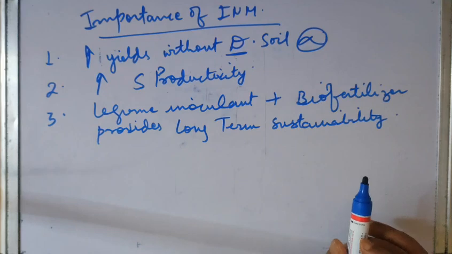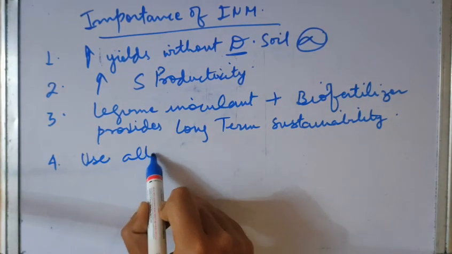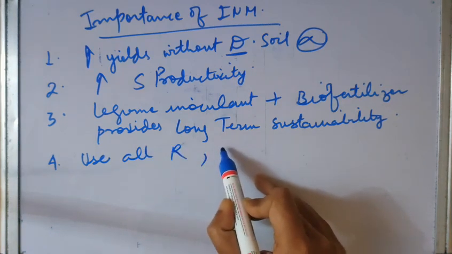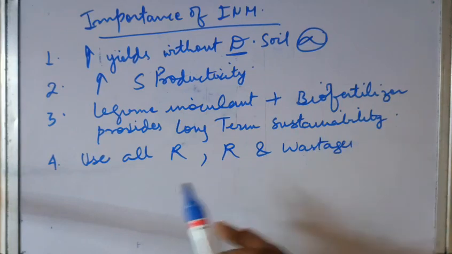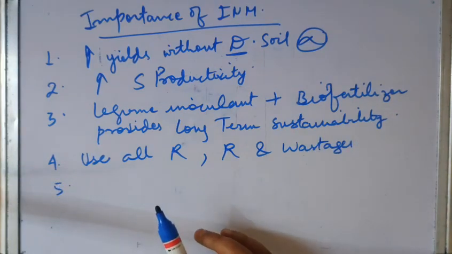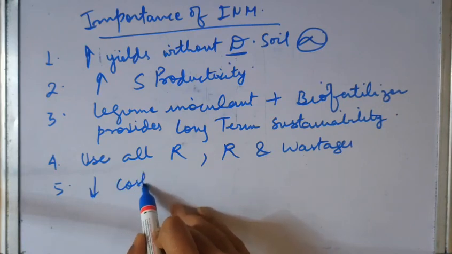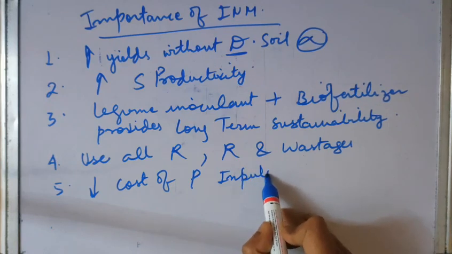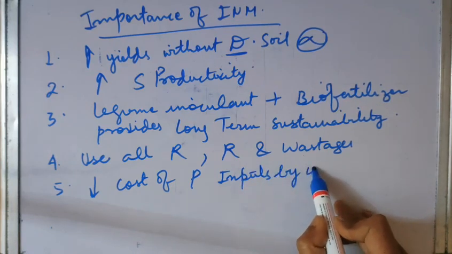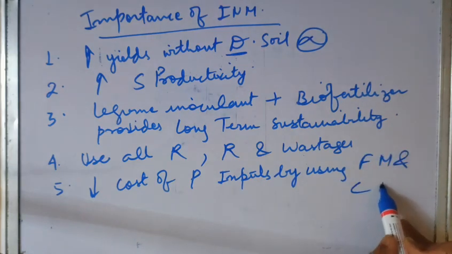Use all available resources, residues and wastages of farm, as well as home also we can use. Reduces cost of purchasing inputs by using farm manure and crop residue.